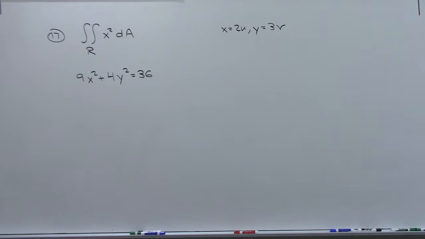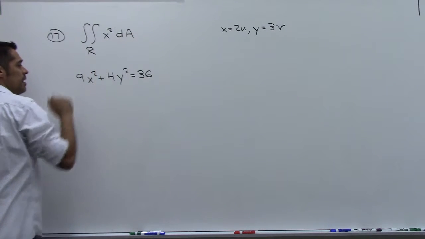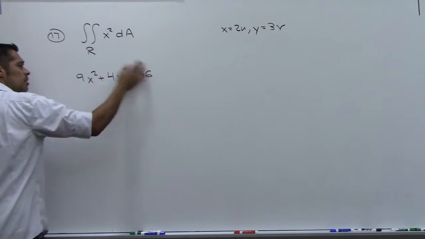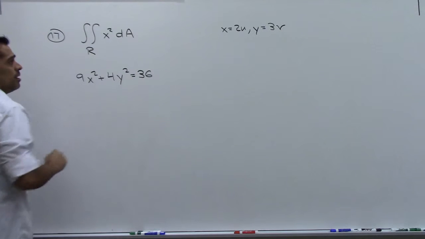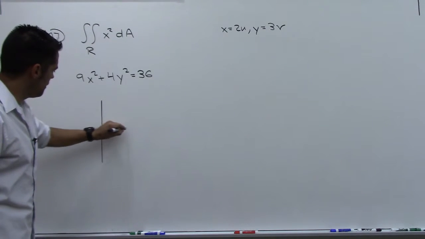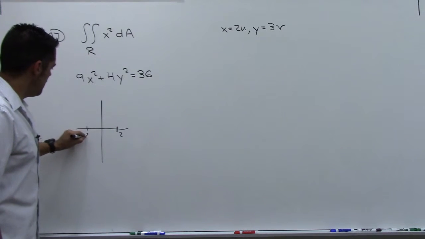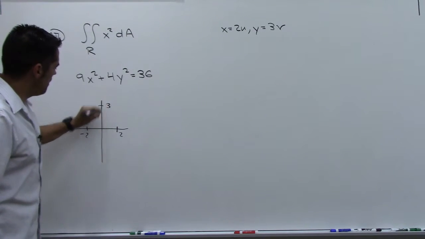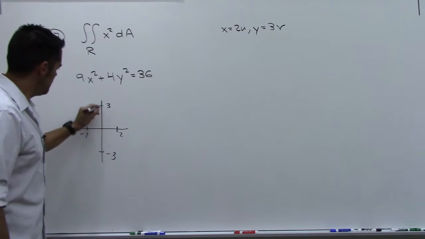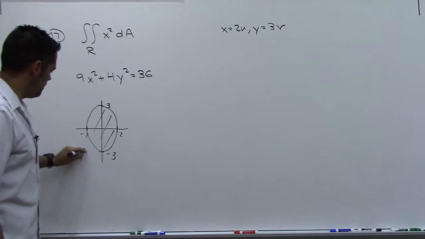Okay, working on number 17, we're doing the double integral over the region R of x squared dA. R is the region enclosed by this ellipse, and there are my transformations. So let's take a look at this region first. This is the region bounded by this ellipse. So we have this ellipse here. It's our region R right there.